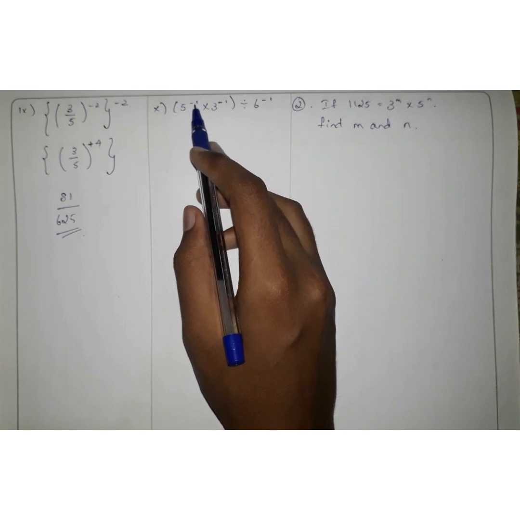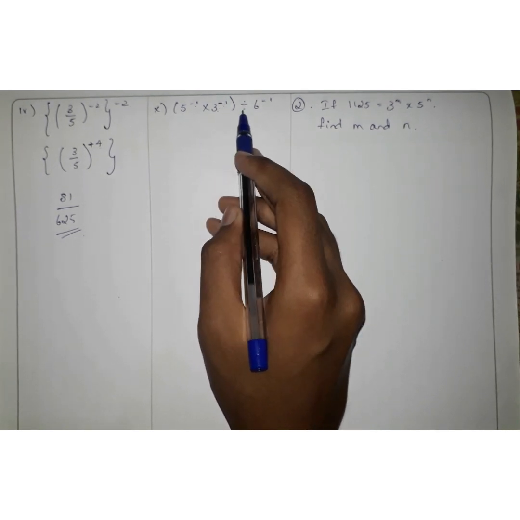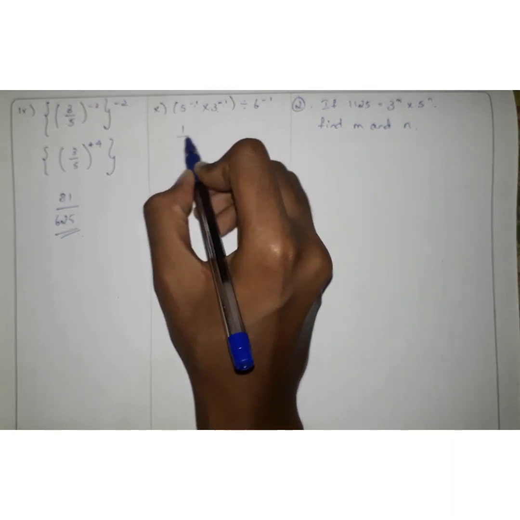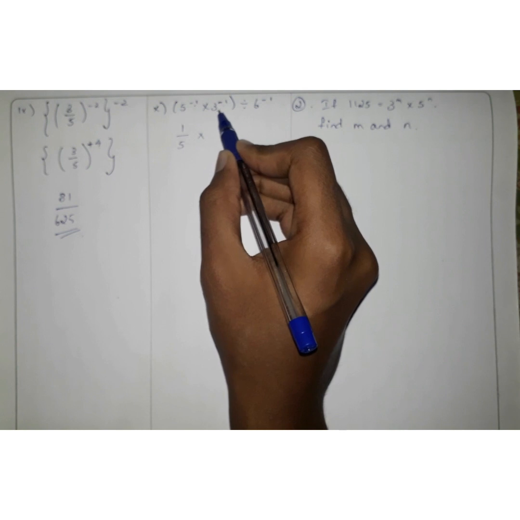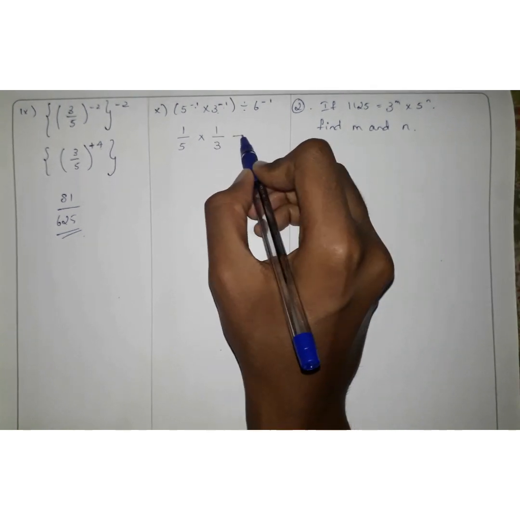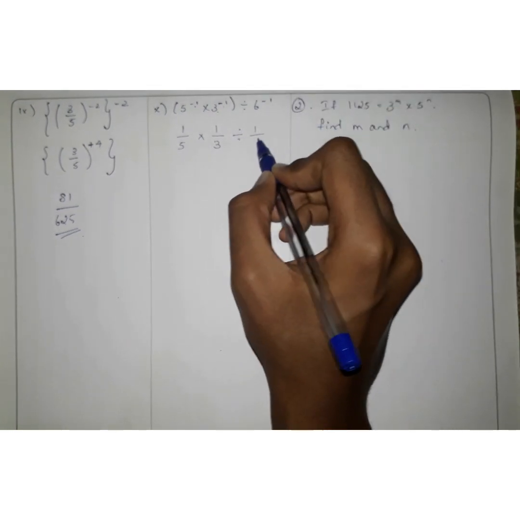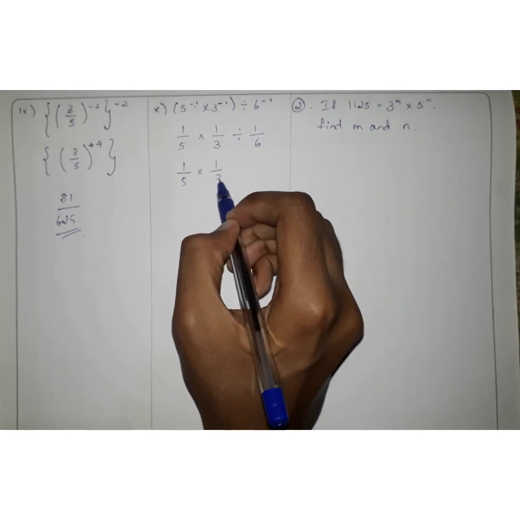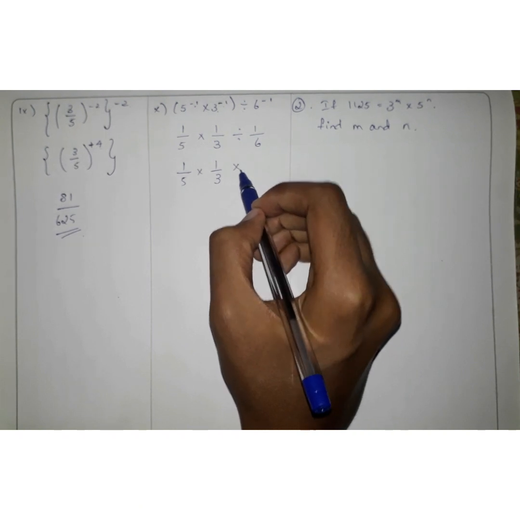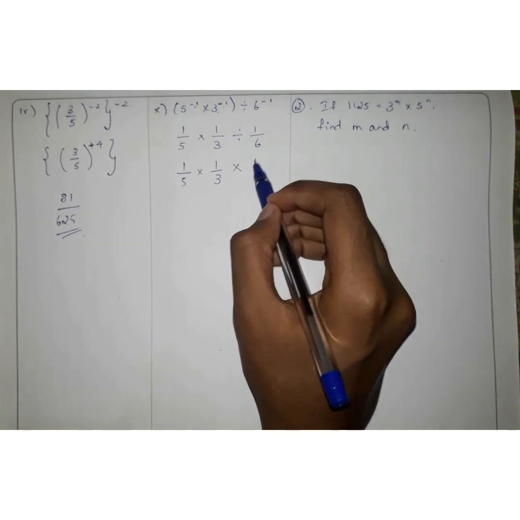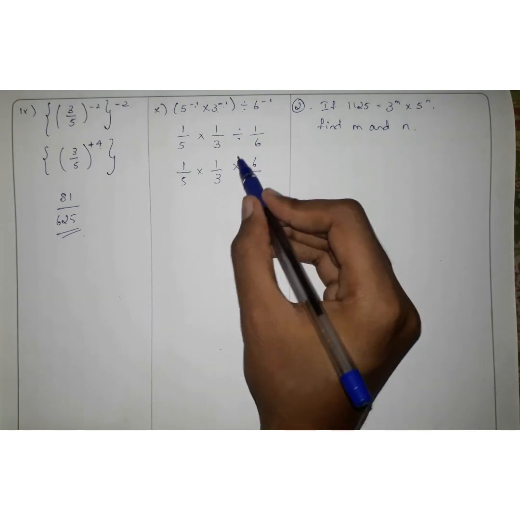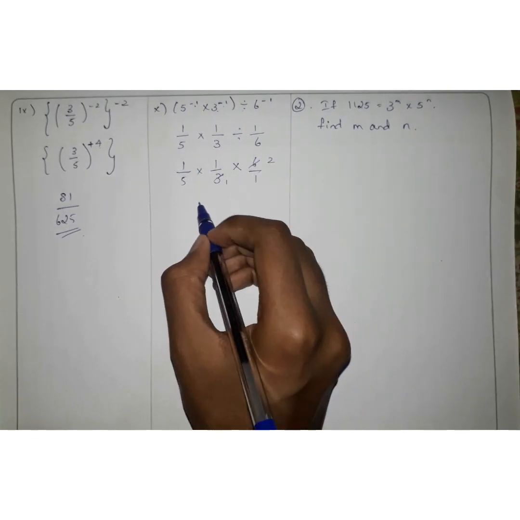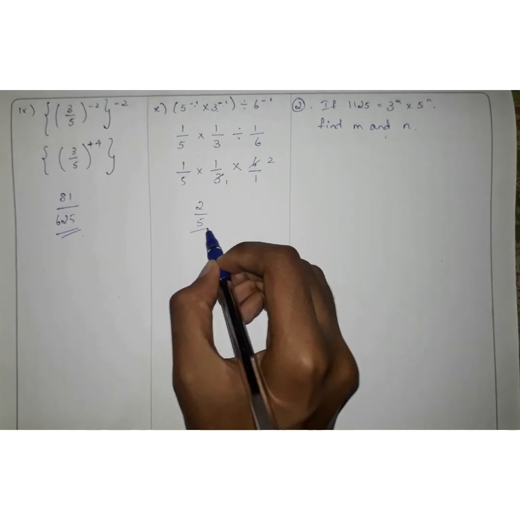Here 5 to the power minus 1 into 3 to the power minus 1 divided by 6 to the power minus 1. Well, first reciprocal everything. 5 to the power minus 1 is nothing but 1 by 5. 3 to the power minus 1 is nothing but 1 by 3 divided by 6 to the power minus 1 is nothing but 1 by 6. Now I'll write 1 by 5 as it is into 1 by 3. I'll change this division sign into multiplication so that 1 by 6 will be reciprocal. Now I'll try to cancel the common terms. 3 ones are 3, 3 twos are 6. So the remaining terms are 2 by 5. So the answer is 2 by 5.